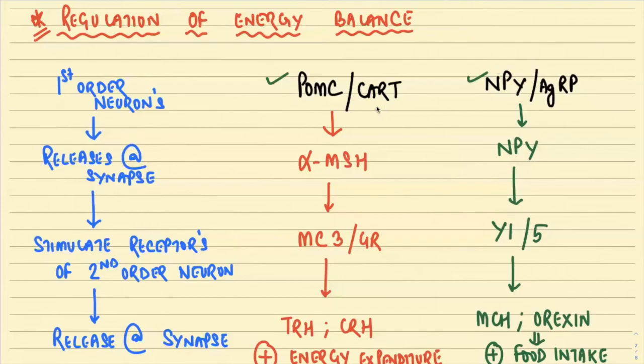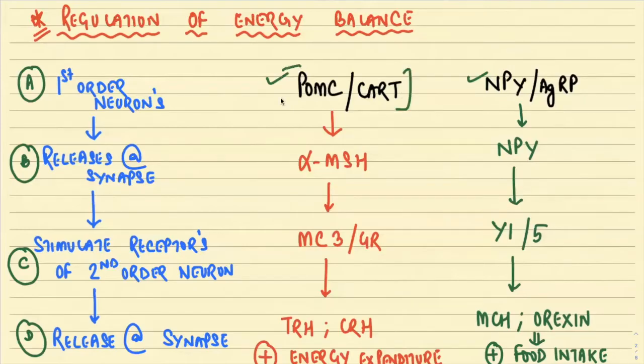Now, very important, there is a basic pathway. Okay, first we have the first order neurons that release something at the level of the synapse. Then there will be stimulation of the second order neurons, and finally there will be release of something at the synapse leading to something later on. I will come to it step by step. Okay, so first we are going to understand the POMC CART pathway, and whenever there is a stimulation of this group of neurons, what is going to happen?